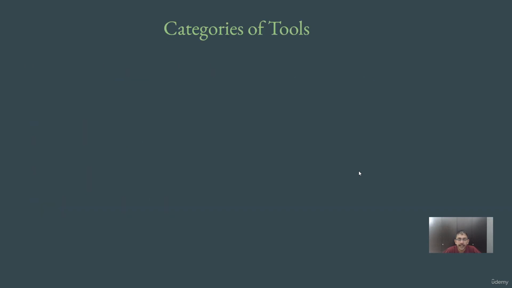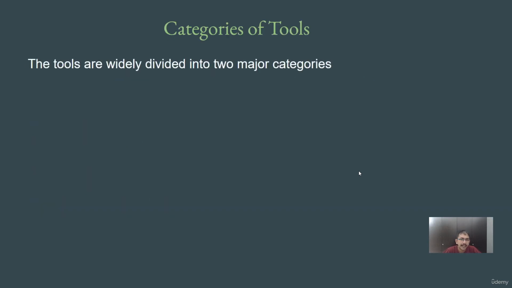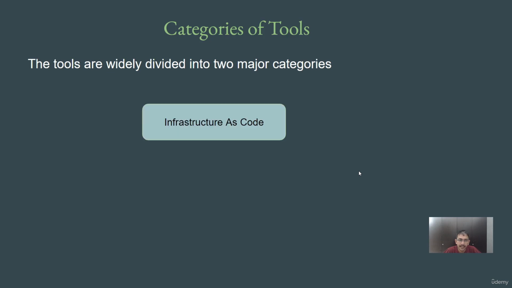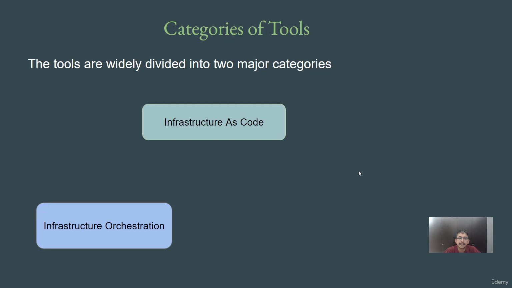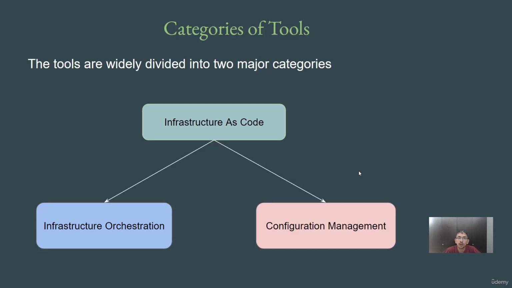The tools that we have been discussing can be categorized into two major areas. The first one is infrastructure orchestration. The second one is configuration management. The tools that are part of infrastructure orchestration are Terraform, CloudFormation, and others. The ones that fall into the configuration management domain are Ansible, Chef, Puppet, etc. Note that through all of these tools, you will be able to create infrastructure as code.